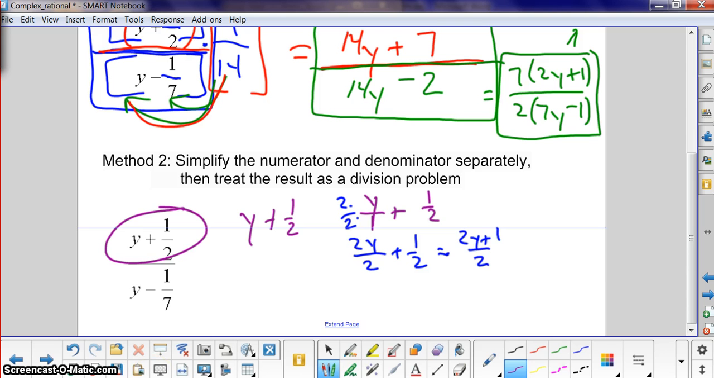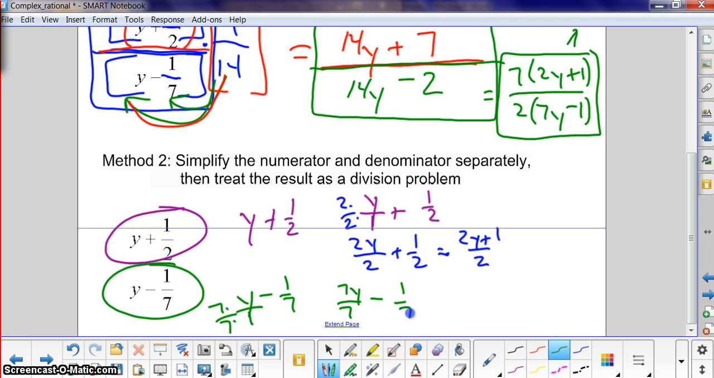I do the same thing down here. Let's go with that green again. So y minus 1/7. Let me simplify y minus 1/7. Right now y is over 1, so I need to multiply that by 7 over 7. I get 7y over 7 minus 1 over 7, and that gives me 7y minus 1 over 7.